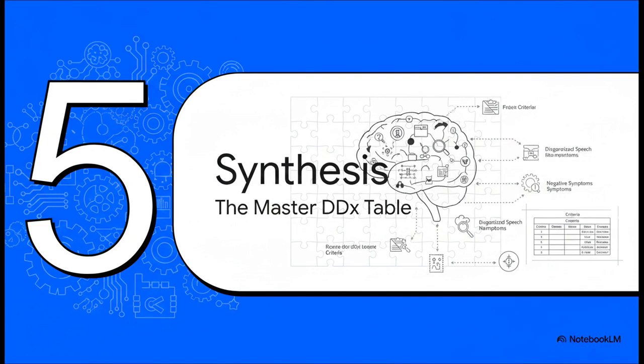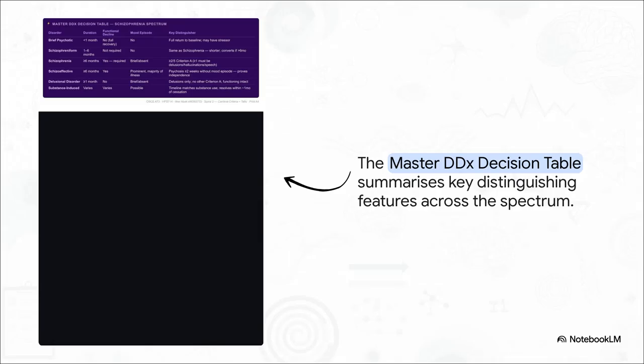Okay, so we've laid out all the individual pieces of the puzzle. Now let's put them all together in one clear, concise view. This master table basically synthesizes everything we've just talked about. Let's just walk through it real quick. You see the columns. First up, duration. That's our primary sorter, right? Less than a month, 1 to 6, or more. Then look at functional decline. See how it's not required for brief psychotic or schizophreniform, but it is absolutely mandatory for schizophrenia? Then you have the presence of a mood episode, which is what separates out schizoaffective disorder. And that last column, key distinguisher, gives you the single unique feature of each one. This table is the entire decision tree in a single glance.